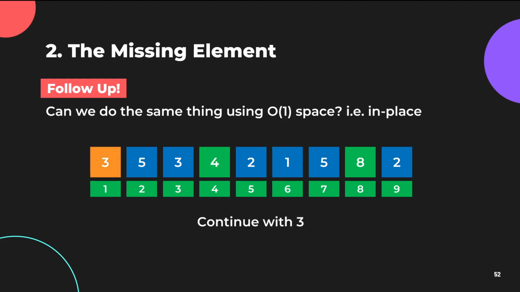Then I see 3. Okay. Can I swap 3 with index 3? Can I swap? No. If I swap, it will be a cycle later. Okay? So in this case, I see that 3 here is equal to 3. So in this case, I can just leave it alone.